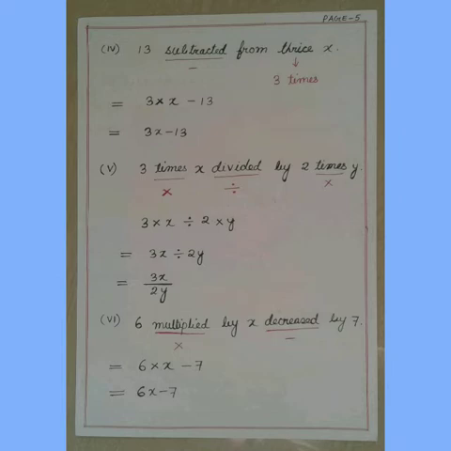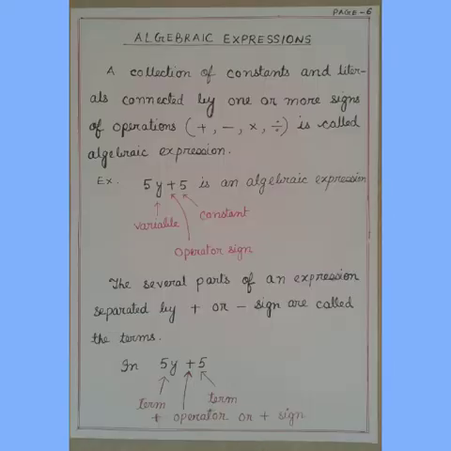Number 6, 6 multiplied by x decreased by 7. So x is decreased by 7. It means before decreasing we have to multiply x by 6. So it will be 6 into x, decreased is minus, so it is minus 7. 6x minus 7.